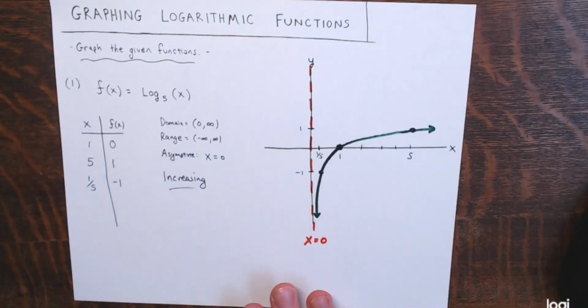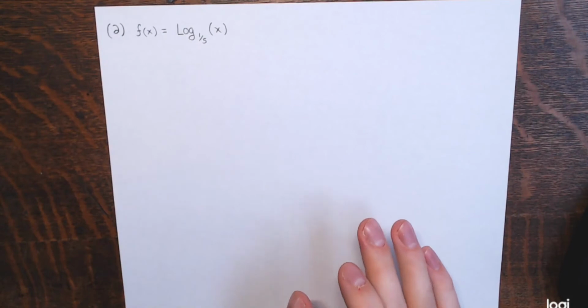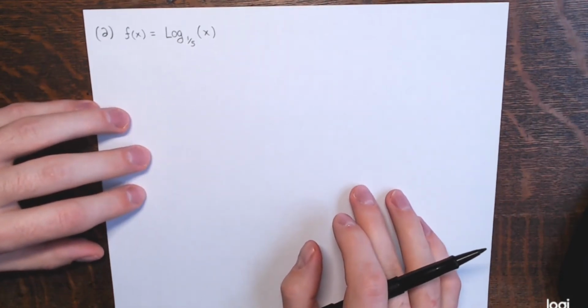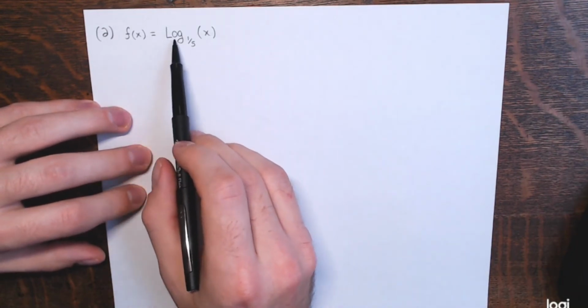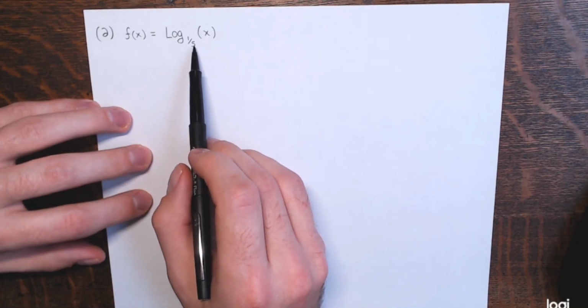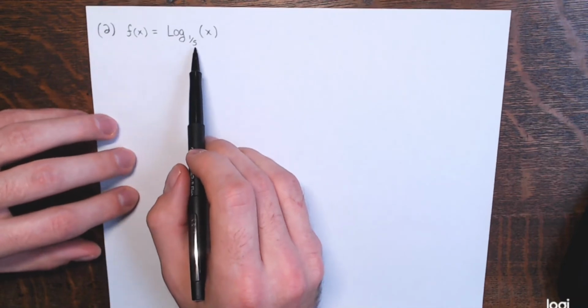Alright, the next example is another one of those basic logarithmic functions, and then after this example we'll start getting into transformed versions. Alright, so there's y equals f of x equals the logarithm base, the base this time is not 5, it's 1/5, of x, which is less than 1, right? The base is less than 1.